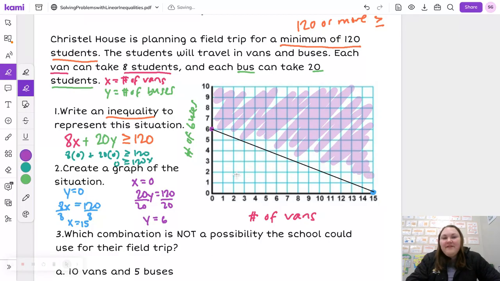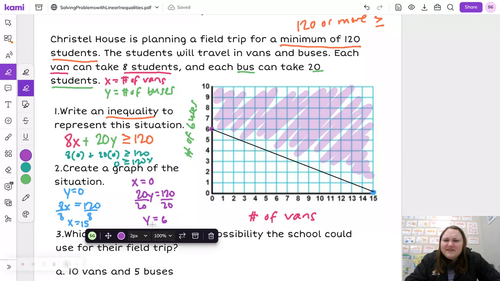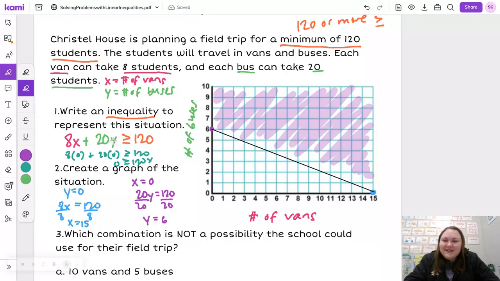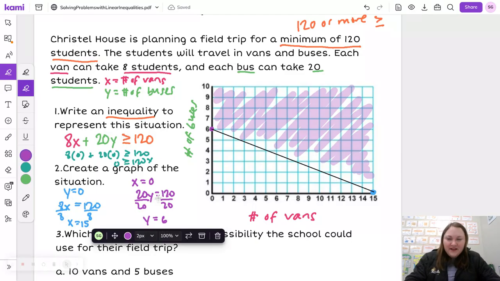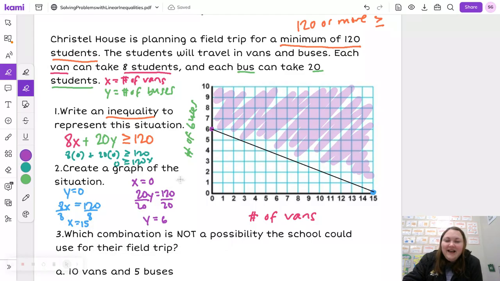And so here is our graph representing this situation. None of this is really new. We've done parts of this in different lessons, but we are combining it all together, this idea of representing a story with an inequality and then using what you know about graphs to help you graph this story. There are 2 other questions with this, and they have to do with, do we understand what this graph is telling us?